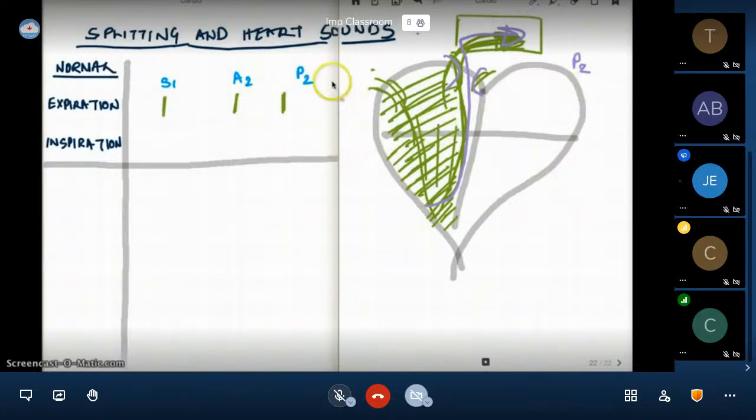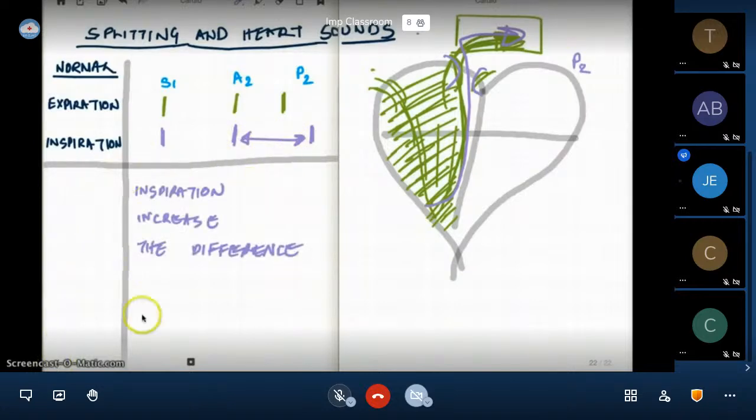As a result, what we're going to hear is S1 at the same time. A2 we are going to be hearing at the same time as well, but P2 is going to be much further down the timeline. So the distance between A2 and P2 has really increased, and this is because of inspiration. In this situation where, due to inspiration, your P2 is closing at a later time, you are creating a gap which is now audible. You can actually hear the split. So that's when you hear a split.